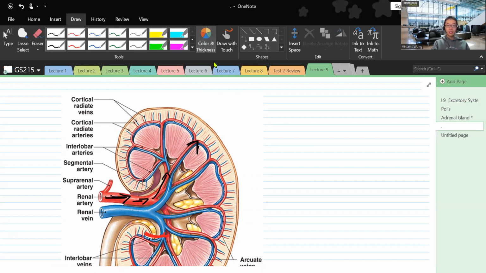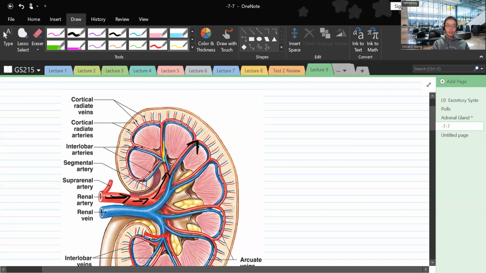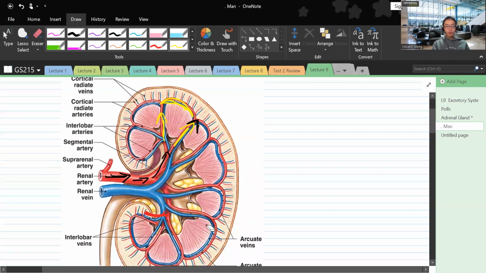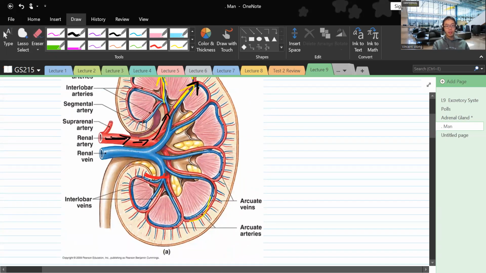Oh, this is not a good color. Maybe yellow. I don't know. Let's see. There we go. Goes up the side. That would be, when you think about it, the interlobar arteries. And then the outside, right? That's the cortico-radiate. Sorry, that's the arcuate artery. Where is that? Right here. Arcuate arteries, right? Talking about the ones on the outside.